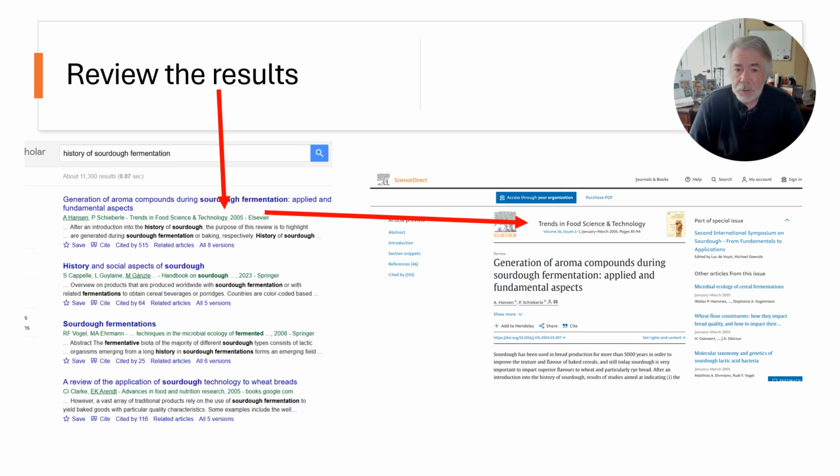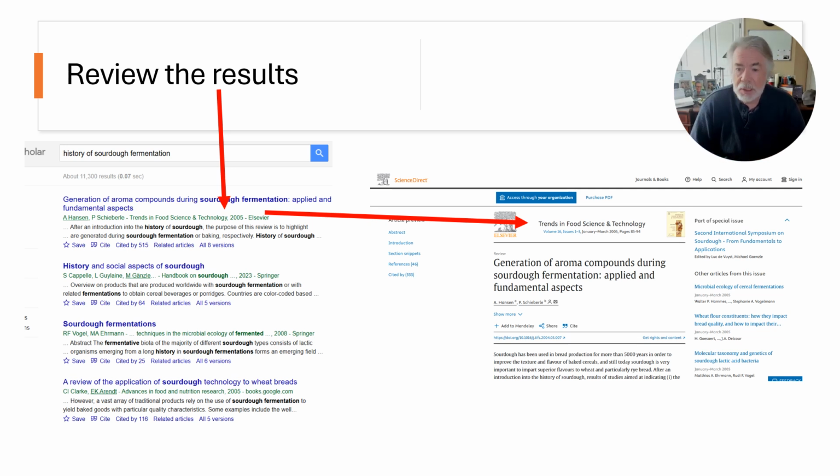So this is just the first screen of many screens that I could have chosen to go through after I did my Google Scholar search on the history of sourdough fermentation. And here's one that just sort of looks interesting right at the top. Generation of aroma compounds during sourdough fermentation. So one of the great things about sourdough, of course, is the aroma that it creates during the process of growing your sourdough starter, and then the baking, and then when it's done, it has a certain kind of aroma to it.